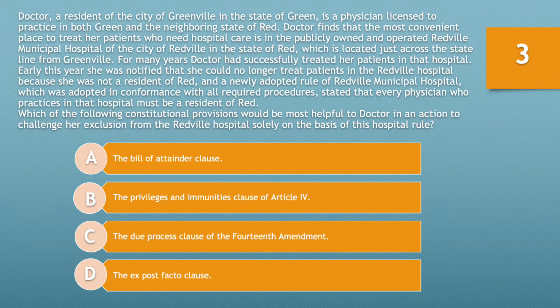A, the Bill of Attainder Clause. B, the Privileges and Immunities Clause of Article 4. C, the Due Process Clause of the 14th Amendment. Or D, Ex Post Facto Clause. Take a few seconds and choose the best answer now.